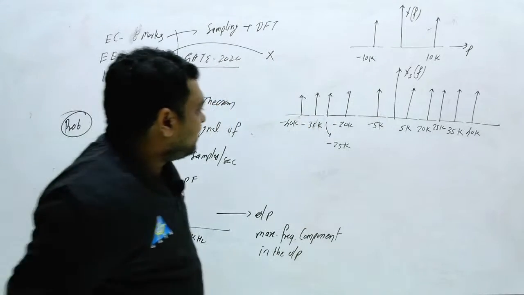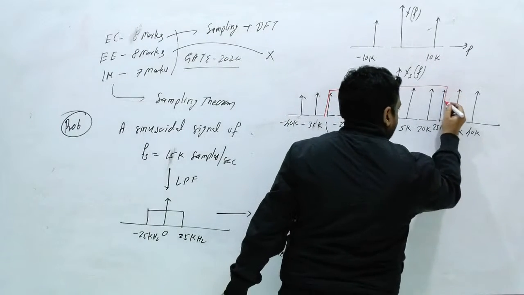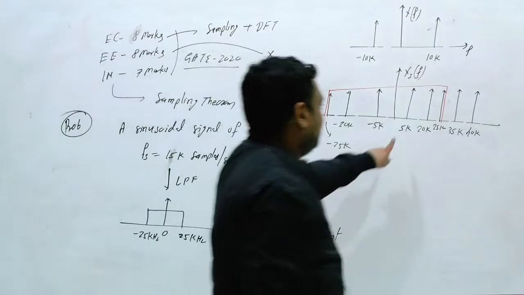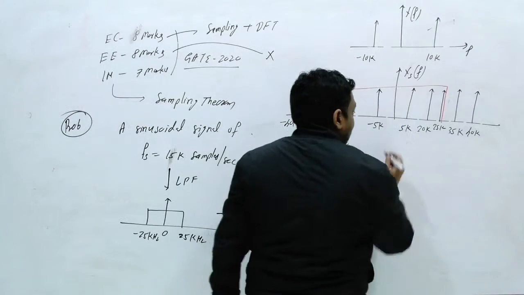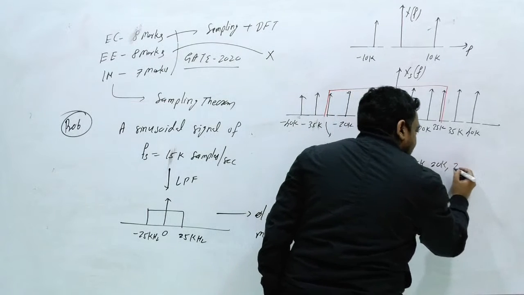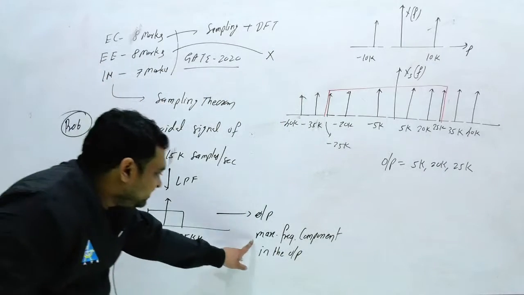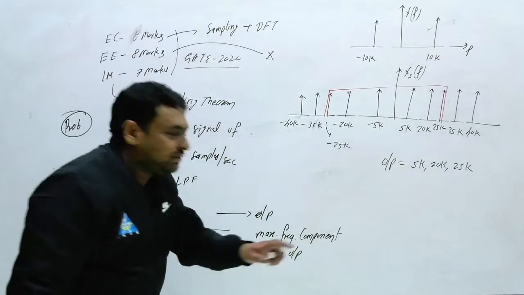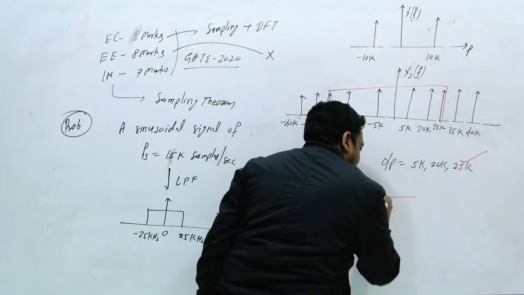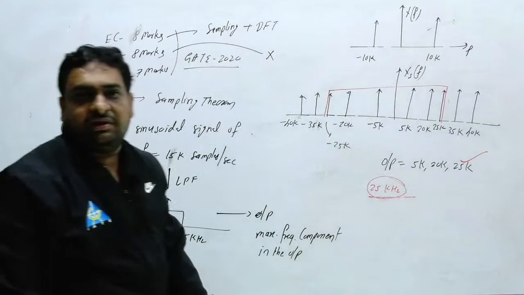Now you have to pass it through the filter of 25, like this. So how many frequency components will you get? 5, 20 and 25. So the output has 5 kilo, 20 kilo and 25 kilo. Getting this? What is the examiner asking? The maximum frequency component in the output. What will be the answer? 25 kilohertz. This is the numerical answer. 25 kilohertz.